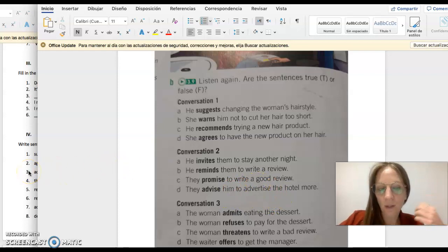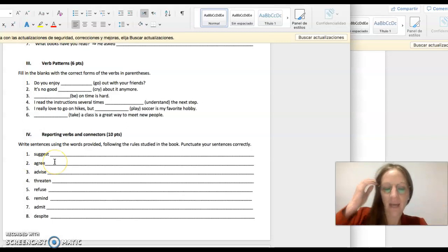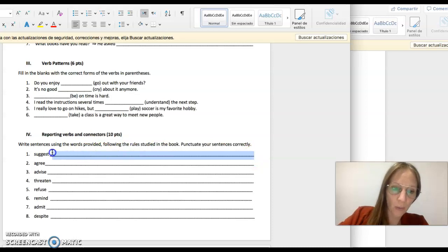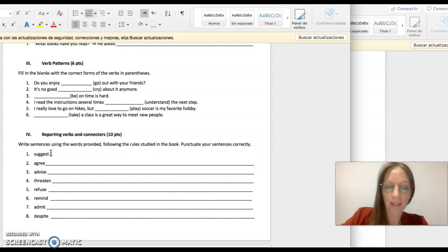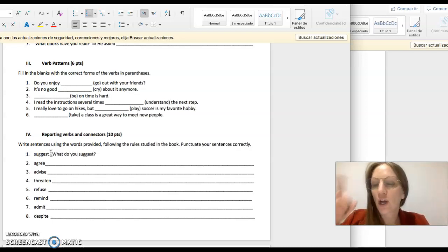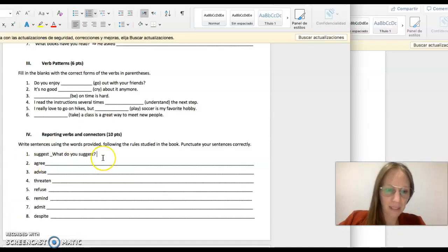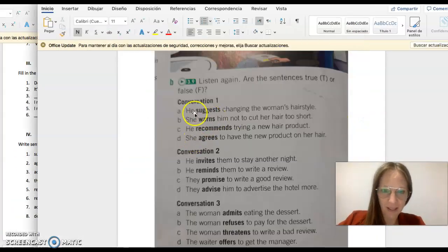So what was the problem? Sometimes I think we were not sure about what the rules in the book were, so we would write sentences like, what do you suggest? It's a beautiful sentence, but it's not what we're trying to learn or study. The idea is to combine suggest with another verb, okay? So in this case, a gerund, for example.